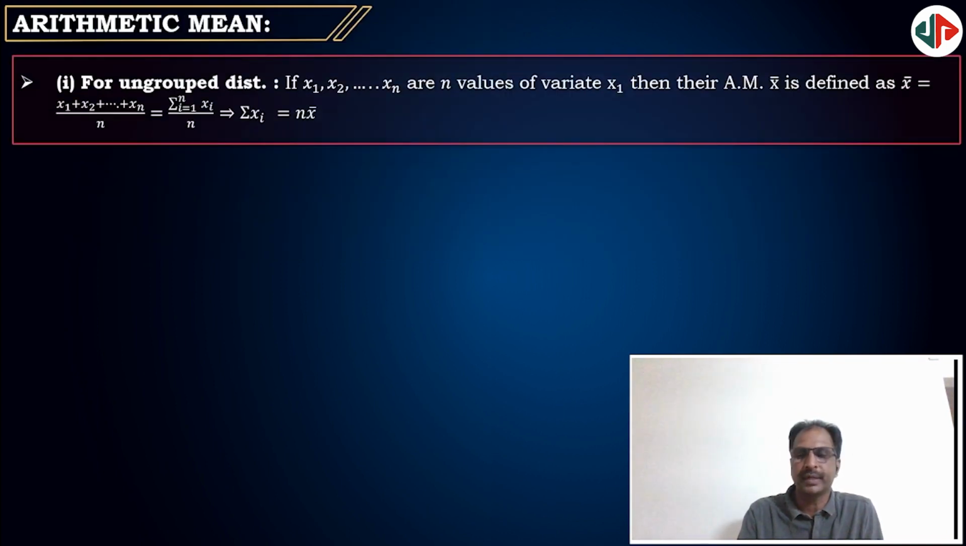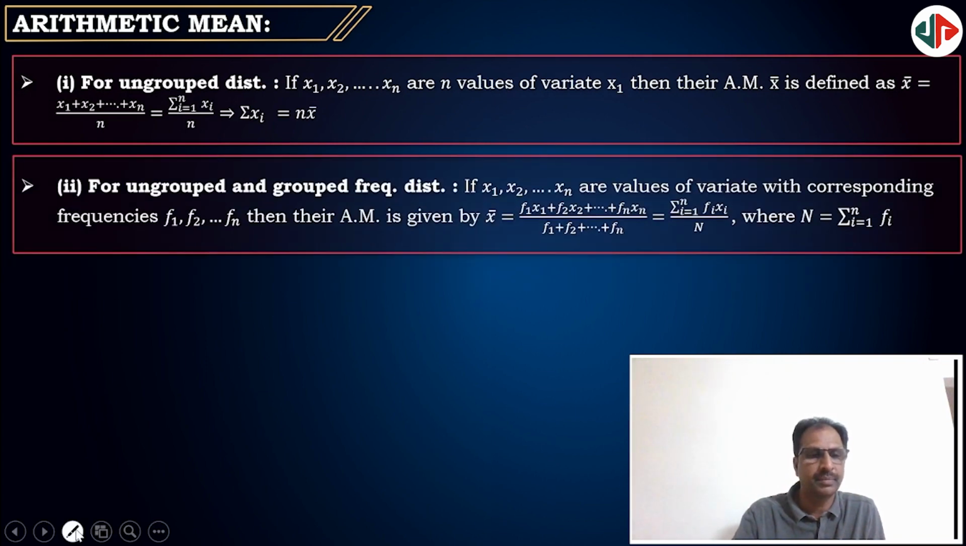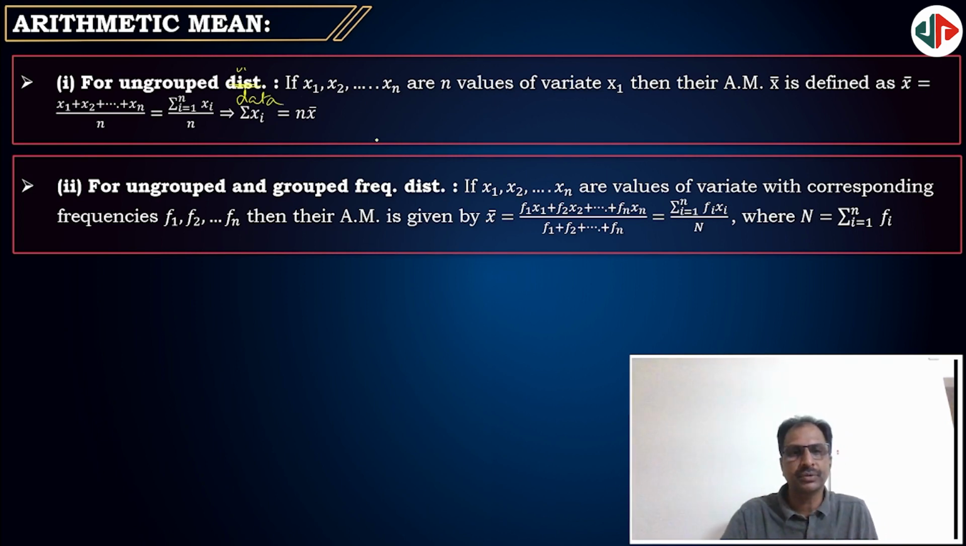For ungrouped data, that is, individual data. This is data, right? X1, X2, so on, Xn are the n values of the variable. Then their arithmetic mean X bar is defined as sum of observations by number of observations. Sum of observations means X1 plus X2 plus so on, Xn, by n, the number of observations.